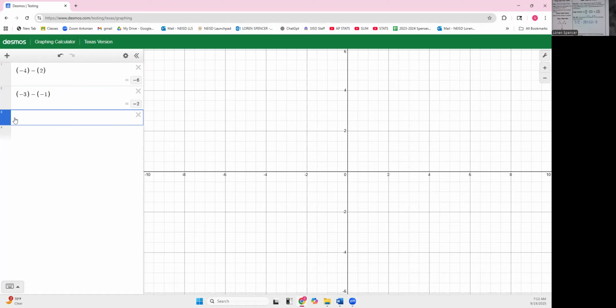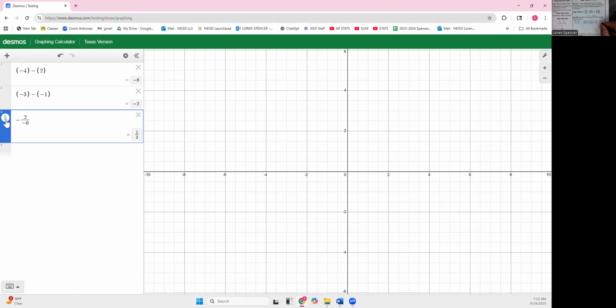Continue. So -2 for our change in y divided by -6. And we get 0.3333. I don't like that answer. I don't like decimals. We're going to go to the left and select the little circle, and it turns it into a fraction. We end up getting the fraction equal to 1/3. So in this case, our slope is 1/3.